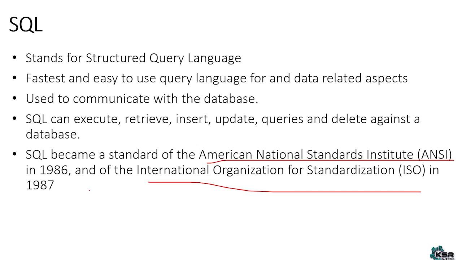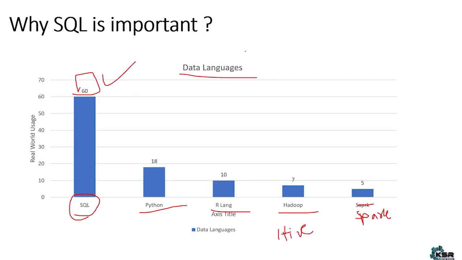It is approved by two main international organizations, which are ANSI and ISO. Even though it was introduced in the 70s, after 15 years the organizations felt that this is a very important language. We have to research on it, and we have to give certain approvals for it. So SQL got the approvals in 1986 and in 1987. So this is all the background about SQL, a language to communicate.